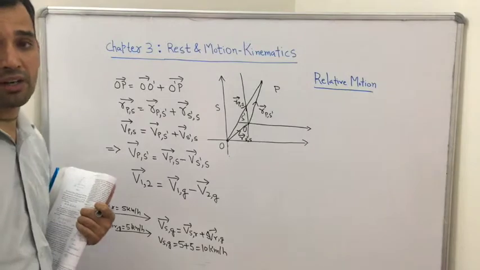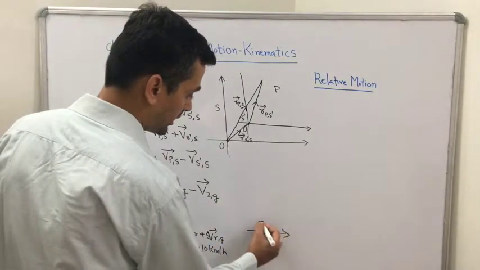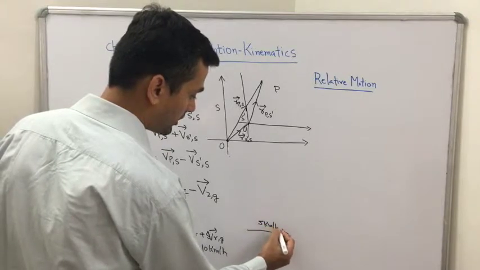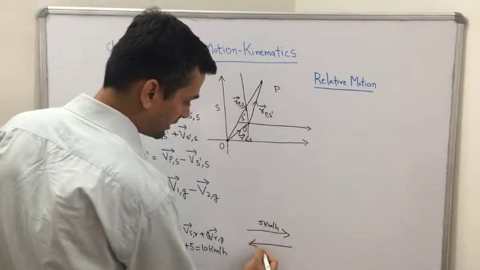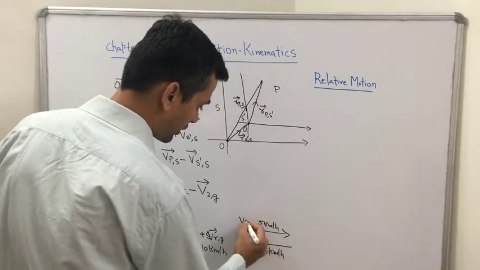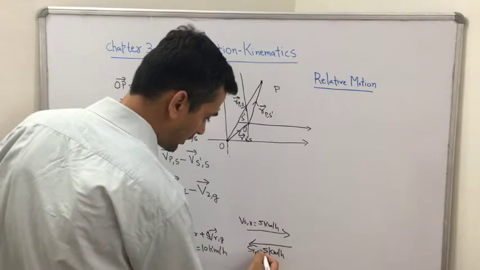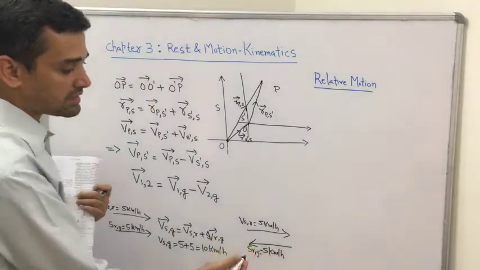10 kilometers per hour. And what will happen if I swim opposite to the current? Let's say my velocity is 5 kilometers per hour downstream, but the current is in this direction, 5 kilometers per hour. So velocity of swimmer with respect to river and velocity of river with respect to ground. So what happens in this case?